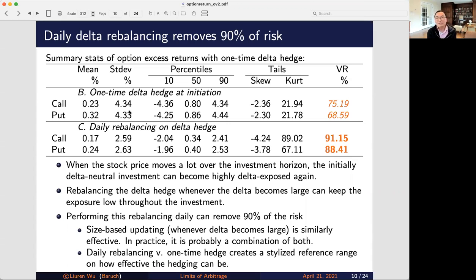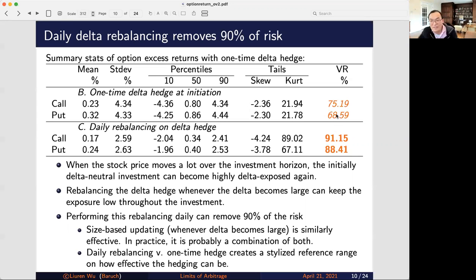And then when I do delta hedge, the risk is further reduced. When you do delta rebalancing every day, whenever you can, the risk is further reduced. I guess I forgot to mention that. So in order to see the effectiveness, I define a variance ratio: 1 minus the variance of the hedged series divided by the variance of the unhedged series. When you do a one-time hedge, the variance ratio is about 70%. And when you do daily rebalancing, it's 90%.